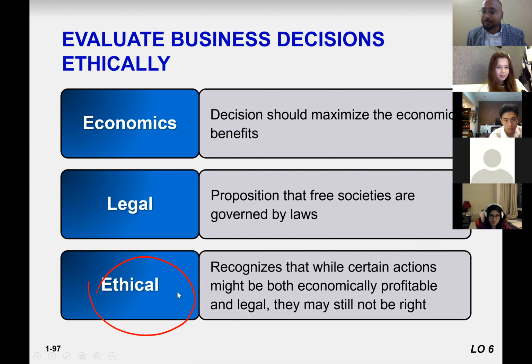So ethics is this: everything is good, maybe the business is legal, maybe the business is profitable, but is it the right business or not? That should be answered by ethics. Ethics recognizes that while certain actions might be both economically profitable and legal, they may still not be right. A famous example is the ammunition or guns industry. Making guns is legal, yes. It's economically viable and profitable, yes. But is it ethical? Is it right?